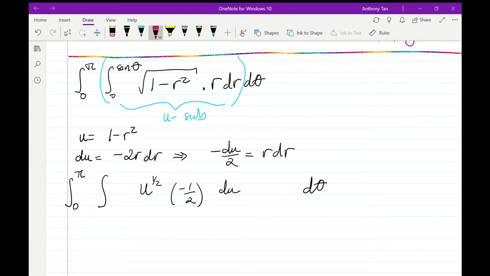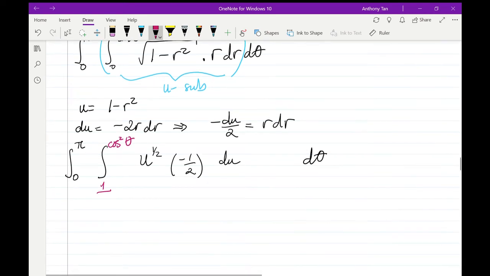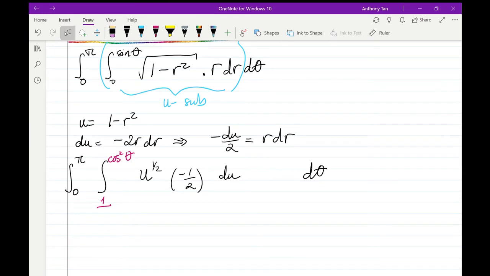When r is 0, u is 1. When r is sine, 1 minus sine squared is cosine squared. So after u sub, we will have the following. So now let's integrate.